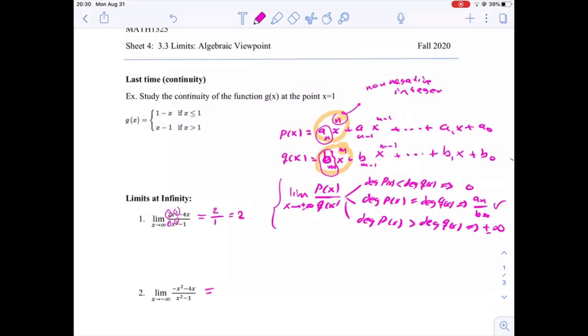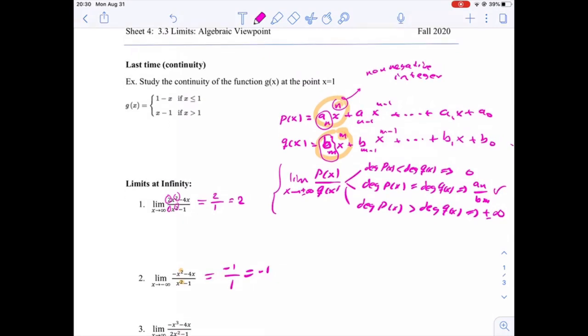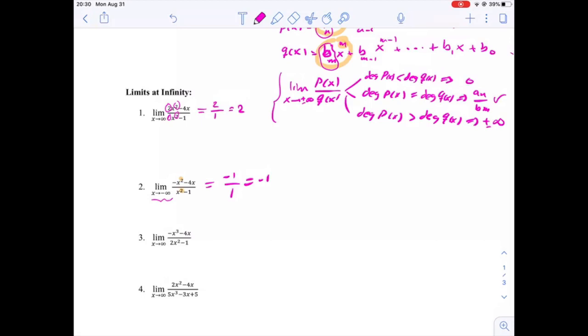Degree of the numerator is 2 and degree of the denominator is 2. And in this case, we have the same degree for the numerator and the denominator. As you can see here, x goes to infinity, but we still can apply the same rule. Now let's look at the third problem.